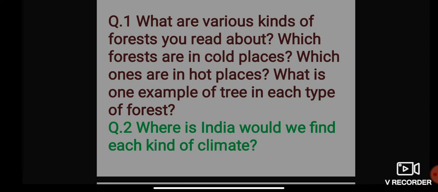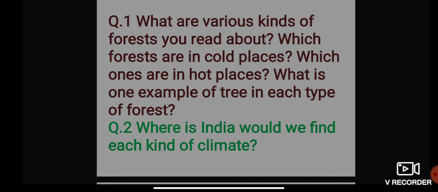Okay, so from your reading, you will come to know that we have read about deciduous, thorn, evergreen, coniferous, and mangrove forests. Also, coniferous forests are found in cold places. Remember, coniferous forests are found in cold places. And pine tree is a common coniferous tree. I'm sure you all have seen a pine tree. Pine is a common coniferous tree.